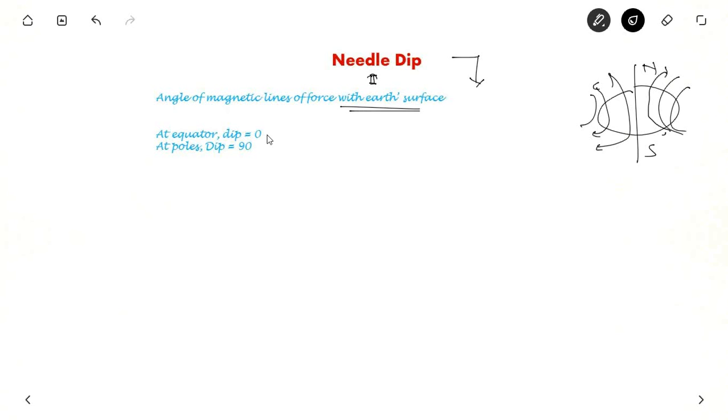So at the equator, the dip is 0, and at the poles, dip is 90 degree. If you see at the poles, the force is perpendicular to the reference line. So that is why dip is 90 degrees at the poles.